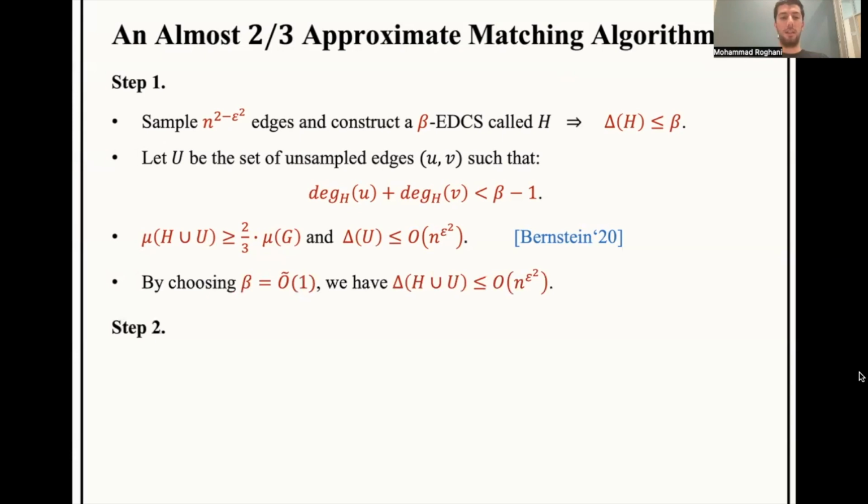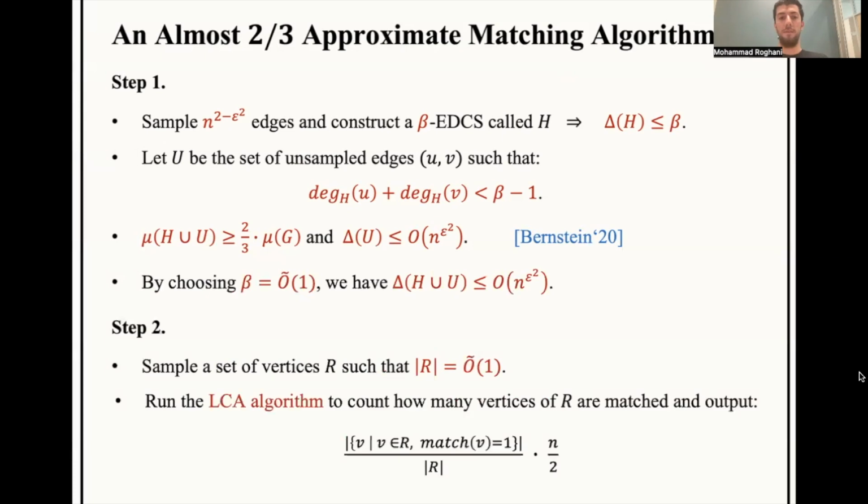So therefore, in step 2 of our algorithm, we sample a set R of vertices, and the size of R is O tilde of 1. And then we run the LCA algorithm to count how many vertices of R are matched and output our estimate, which is the ratio of the vertices that are matched over all the vertices that we sampled, times n over 2. Because the max degree of U and H is small, we can run the LCA algorithm fast, and the total running time of the algorithm is going to be sublinear.